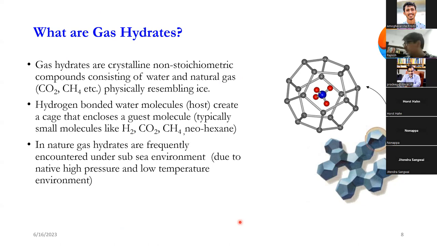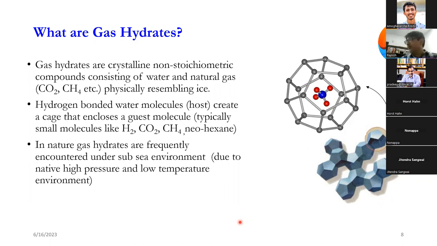What are gas hydrates, by the way? We have known about ice, and gas hydrates are not very different from ice. They are also hydrogen bonded water molecules which form a cage-like structure. The only difference is that each of these cages will have a gas molecule inside. And this is why we call it a clathrate, where the gas is the guest, and the water molecules which form the cage-like structure are the host.